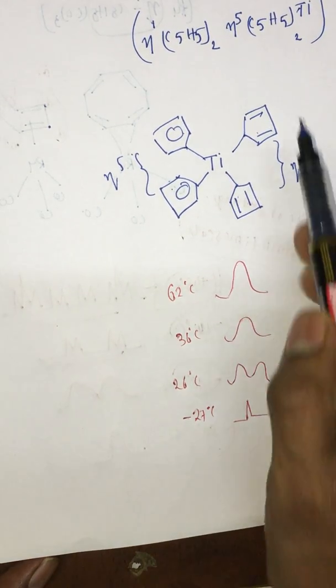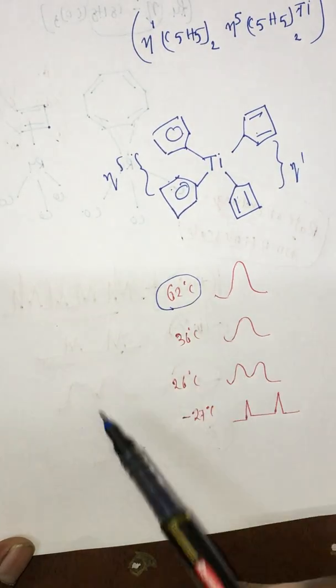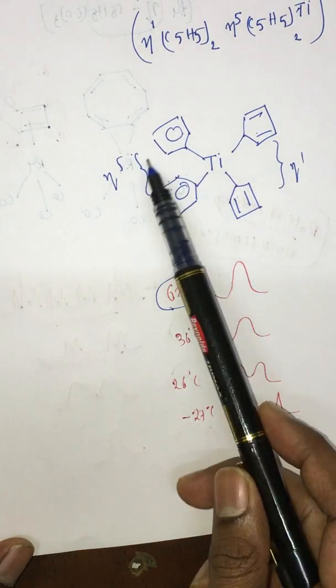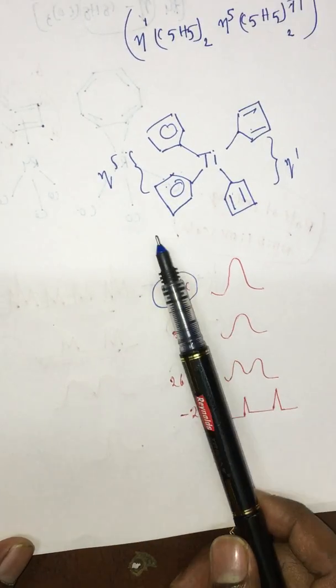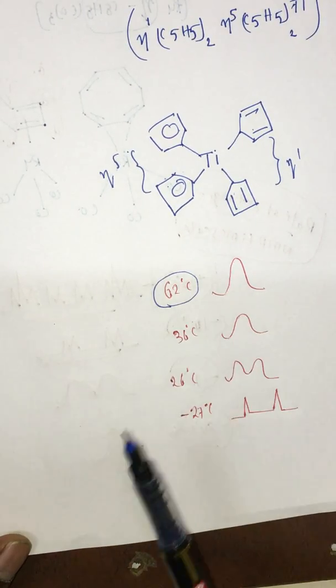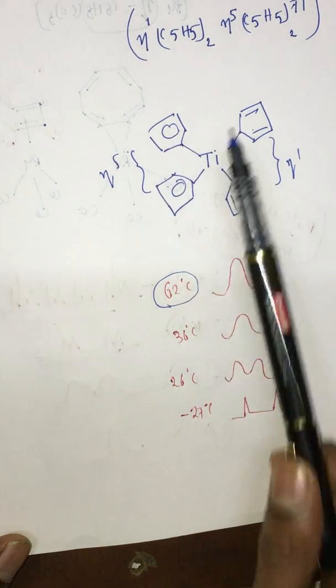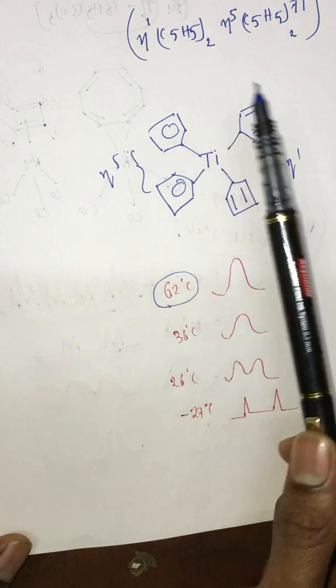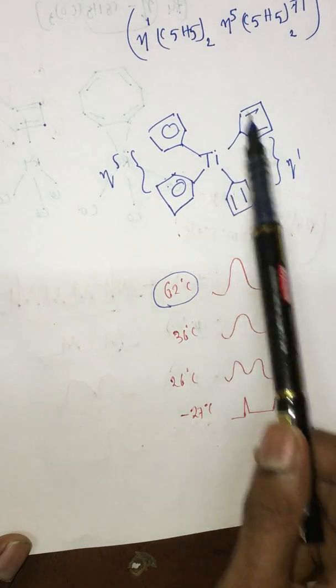At high temperature there is an exchange from η5 to η1 as well as η1 to η5. Because of that, this exchange is much faster than the NMR time scale. So for that reason, NMR cannot identify how many different protons are there. Instead of identifying different protons, it just gives the average, so it shows all are equivalent.